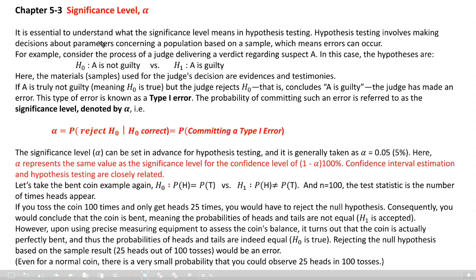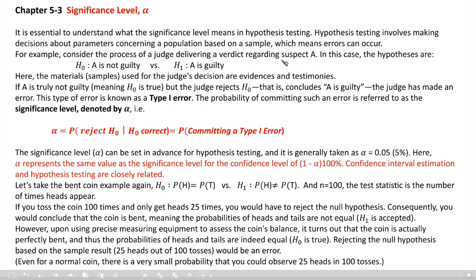Significance level alpha. It is essential to understand what the significance level means in hypothesis testing. Hypothesis testing involves making decisions about parameters concerning a population based on a sample, which means errors can occur. Errors may occur anytime. For example, consider the process of a judge delivering a verdict regarding suspect A.